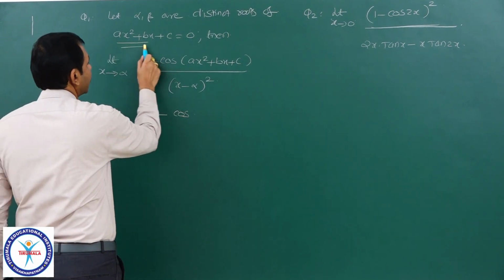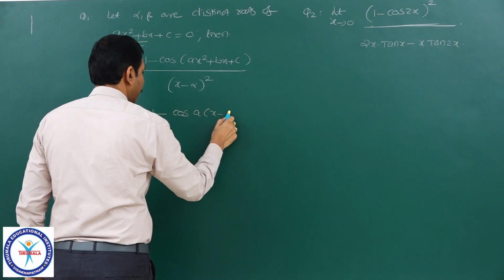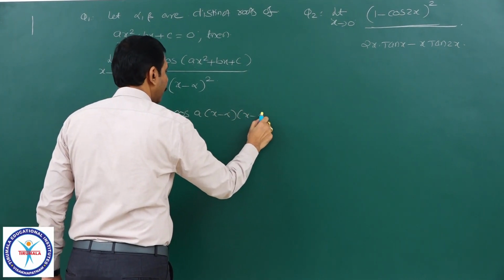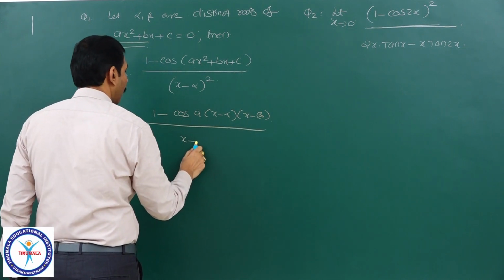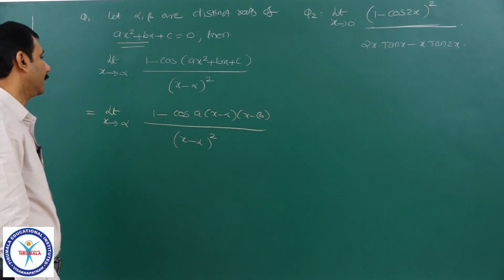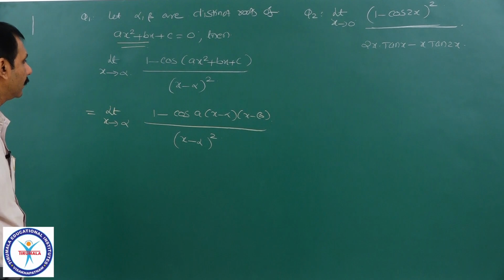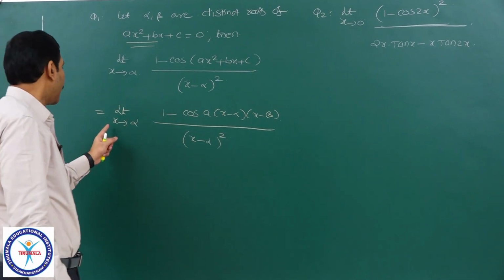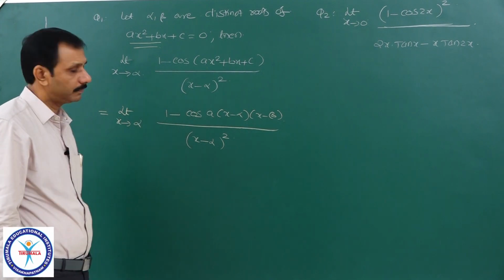because alpha comma beta are the roots of this equation, therefore this can be written as a times x minus alpha into x minus beta, by x minus alpha whole square. Right. Here also you see, as x tends to alpha, x minus alpha tends to 0.